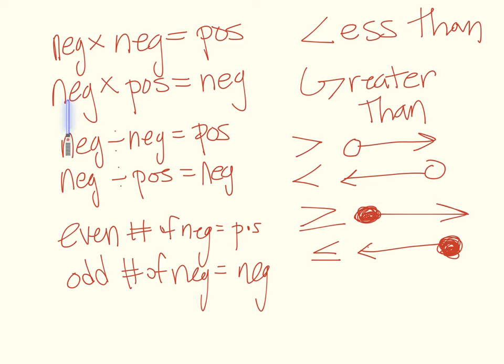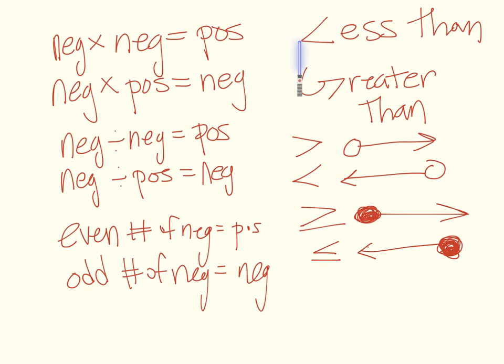So for example, how many negatives do you have in this expression or equation? You have 1. 1 is odd, so your answer is going to be negative. In this one, you have 1 negative. That's an odd number of negatives, so your answer is still going to be negative. Even, positive, odd, negative. Another thing that we need to review is inequalities.